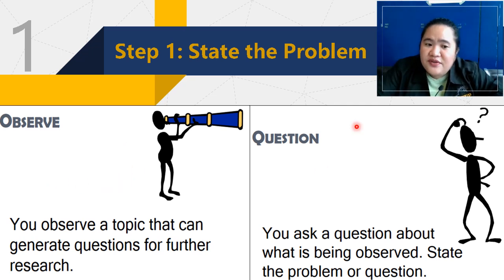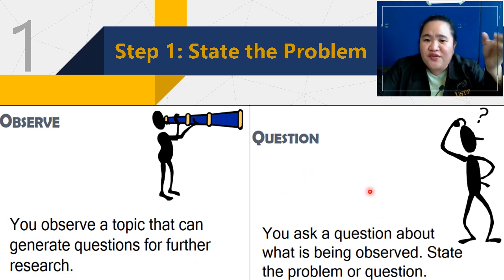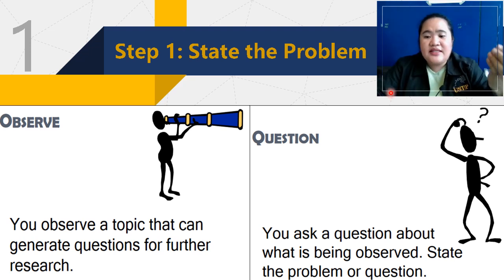So you're going to observe what actually happens in the Bitanag Creek and the water. So you observe a topic that can generate questions for further research. And then after observing, class, you ask questions. So you ask a question about what is being observed, and then you state the problem or the question. So that is the statement of the problem. So the problem is, what is the effect of the dirty water of Bitanag Creek to the freshwater fishes? Okay, so that's the first one. State the problem.